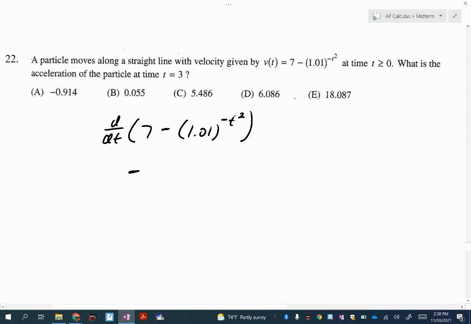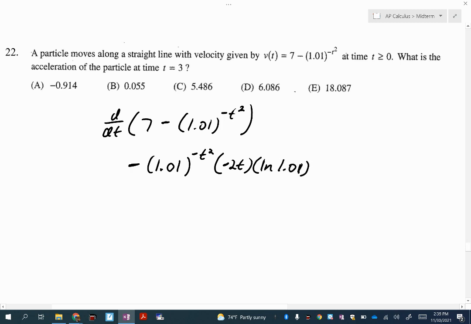When you have the derivative of this exponential function, again, you can refer to the formula sheet if you need to, but what you do is you write down the function again. Then you find the derivative of the exponent, and the derivative of the exponent is going to be negative 2t. And then you write down the natural log of that base, which is 1.01. You can clean this up if you want, but this is essentially the acceleration, and we want to find when time is 3. So I'm just going to plug in 3 wherever I see t.